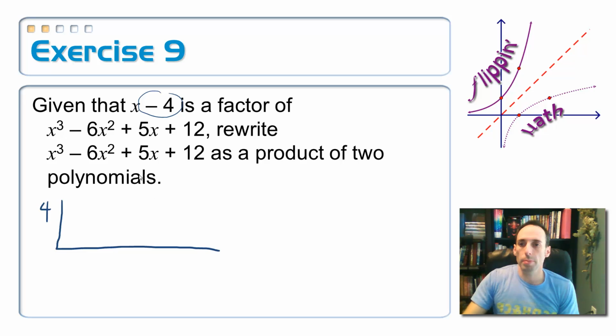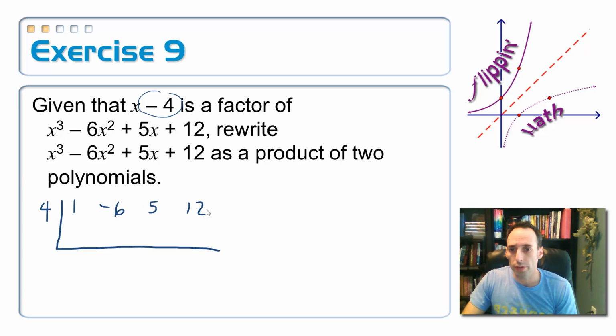Okay, across the top, am I missing anything? Nope. So just write down the coefficients. I got a 1, a negative 6, a 5, and a 12. Now, before I proceed on this, since x minus 4 is a factor of this, what should I get as a remainder? A 0. That's right. I think I heard somebody say it.